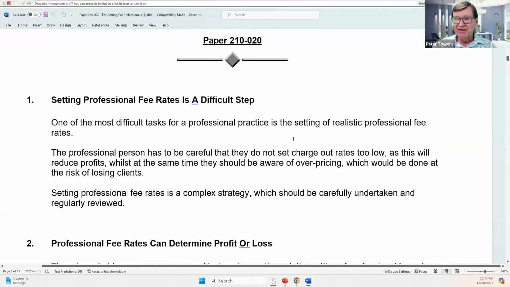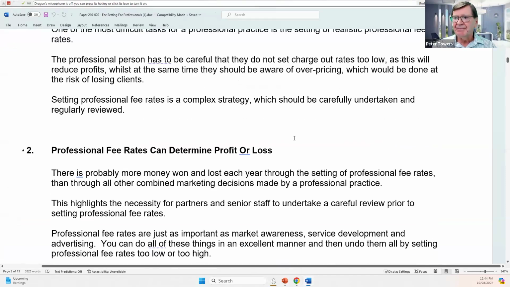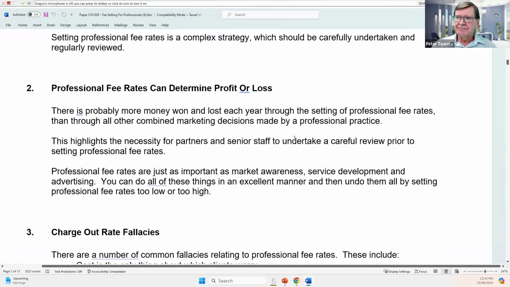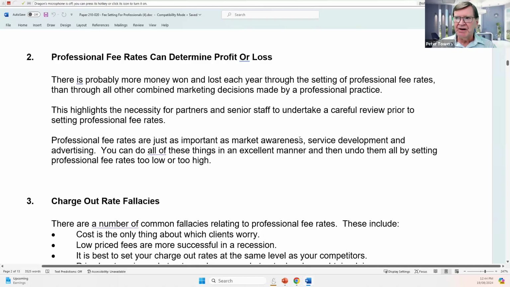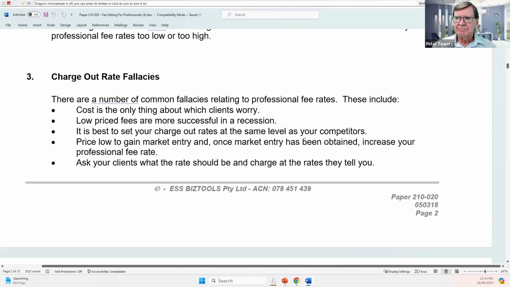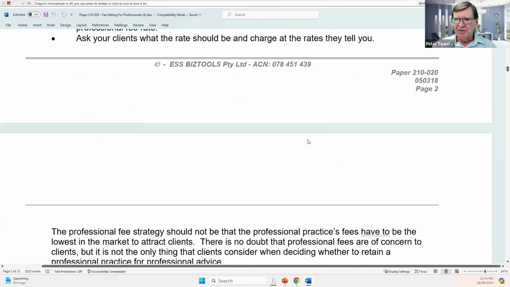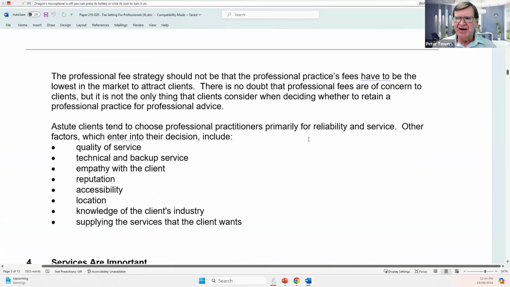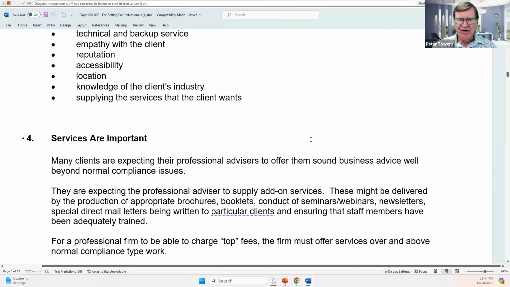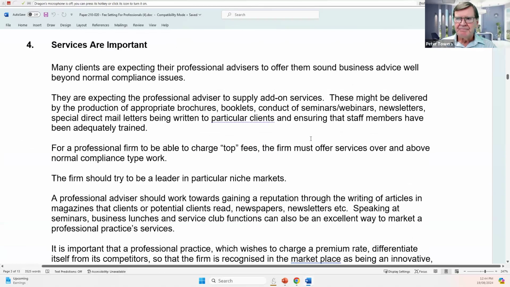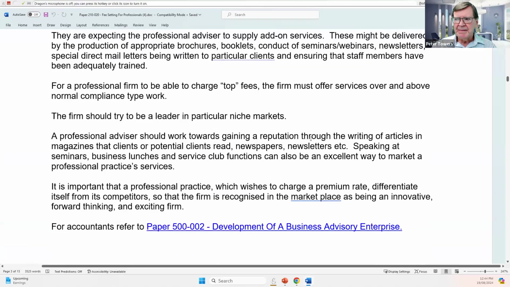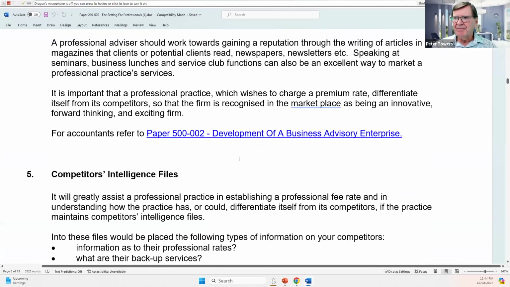Setting professional fee rates is a difficult step. We've gone through and looked at a lot of that. Fee rates can determine profit or loss. Looking at some of the charge out rate fallacies. Cost is not the only thing that clients worry about. You could look at that and use some of those notes there to discuss with your client. Services are important. And we've got a link to another paper, Development of a Business Advisory Enterprise, which you might like to read.